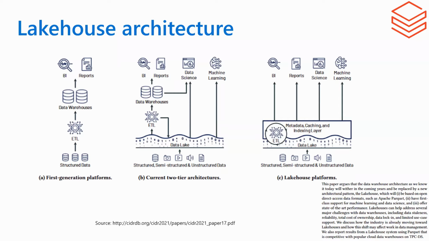Current two-tier is basically two types of tiers, where you have the data lake at the bottom, and you have some type of ETL that directly pushes data to data warehouses. Or you can have data scientists or data engineers go down directly to the data lake and get some immediate structured, semi-structured data.